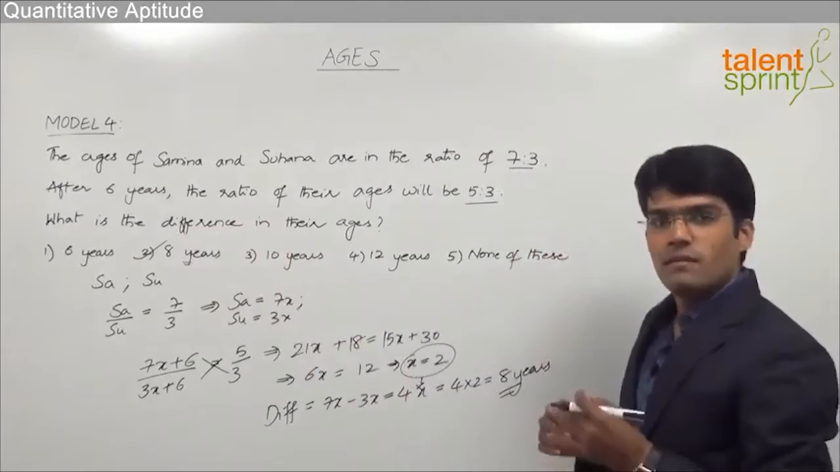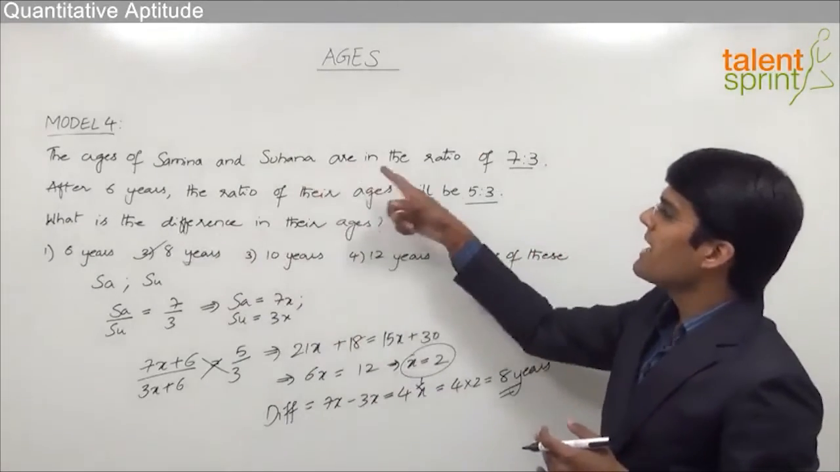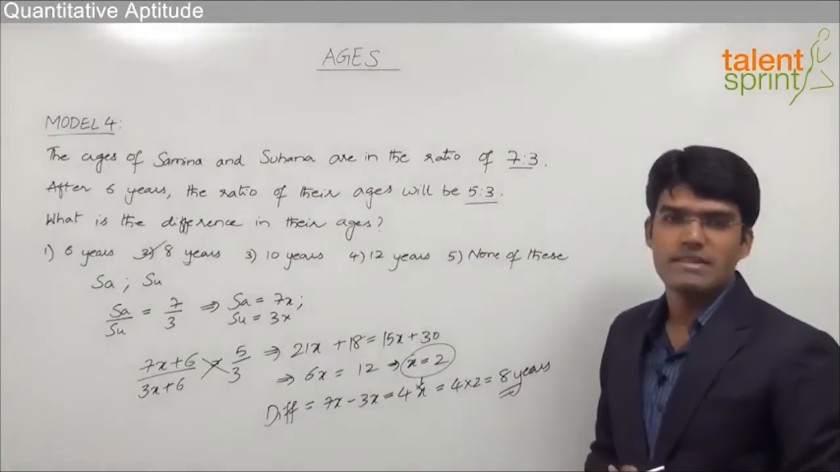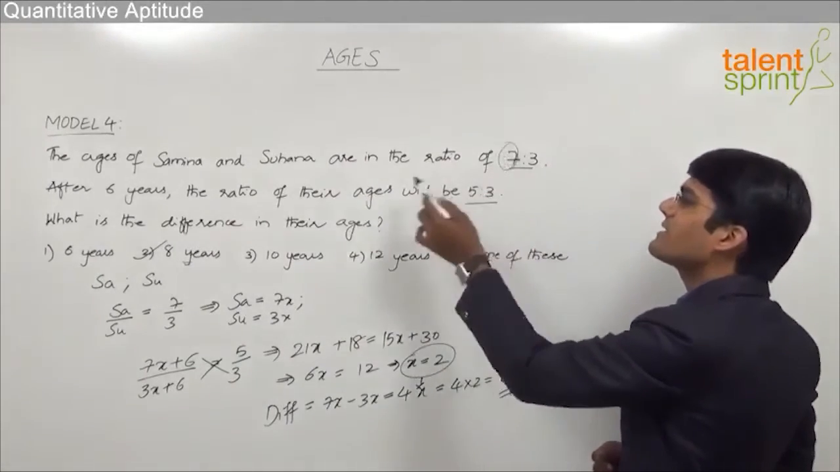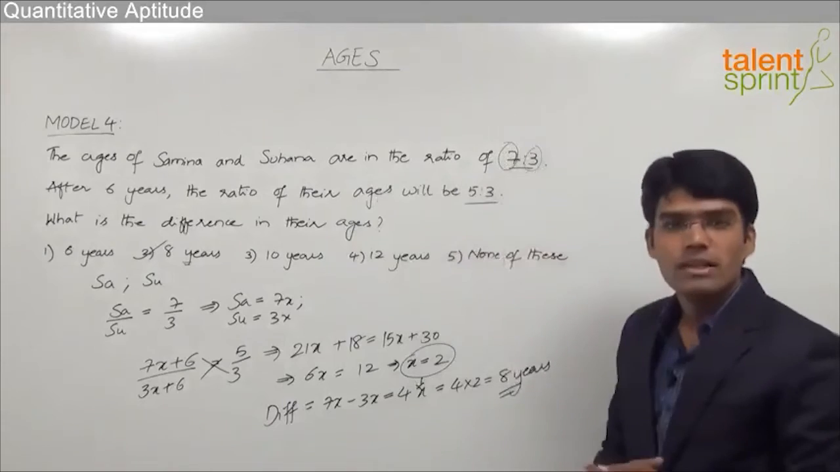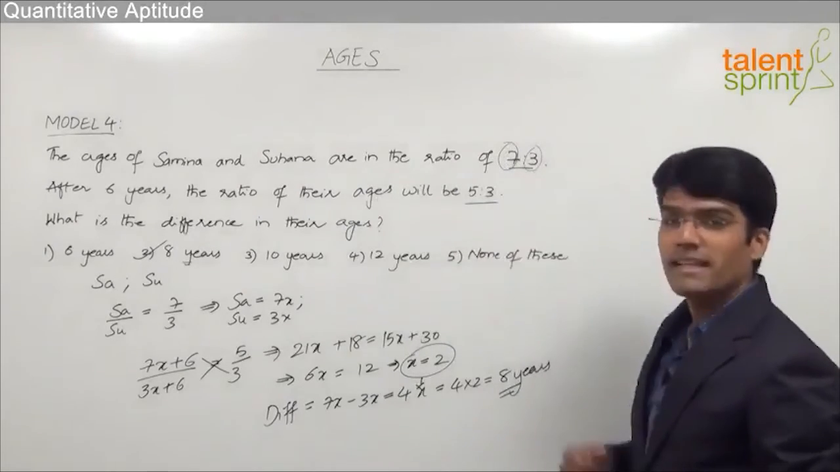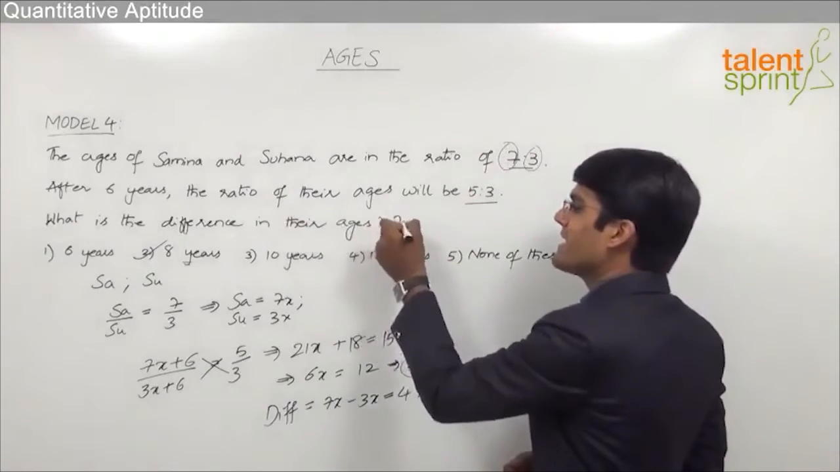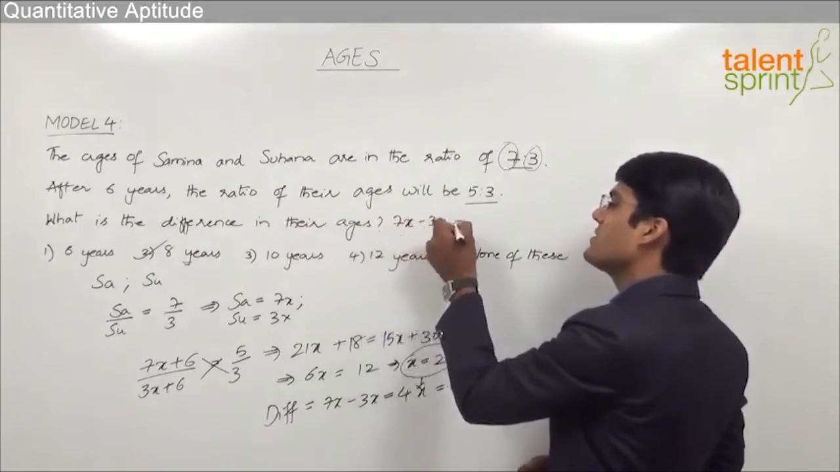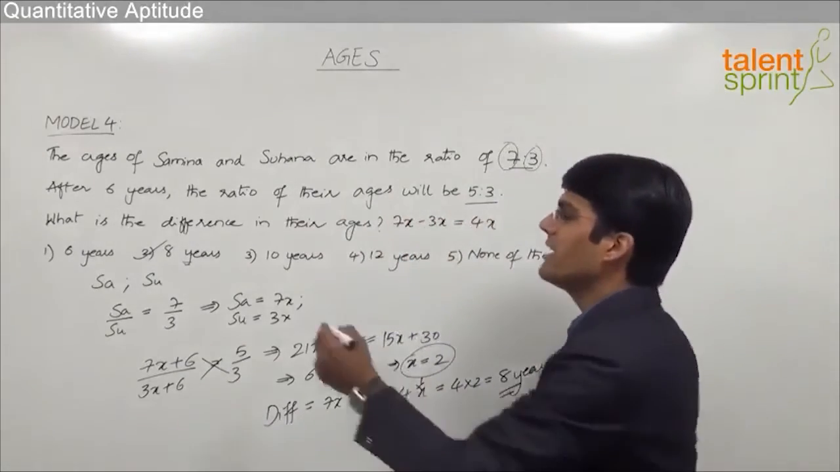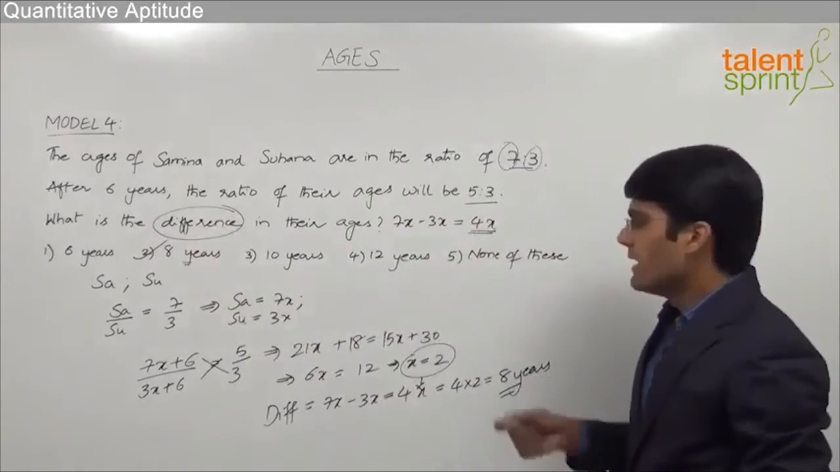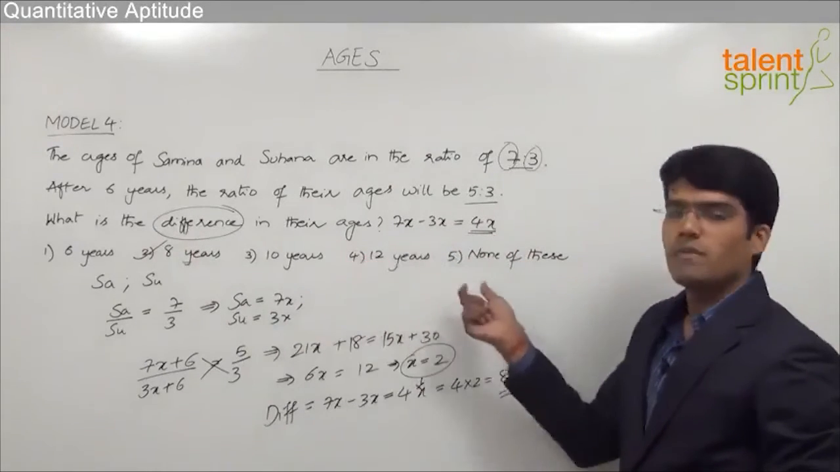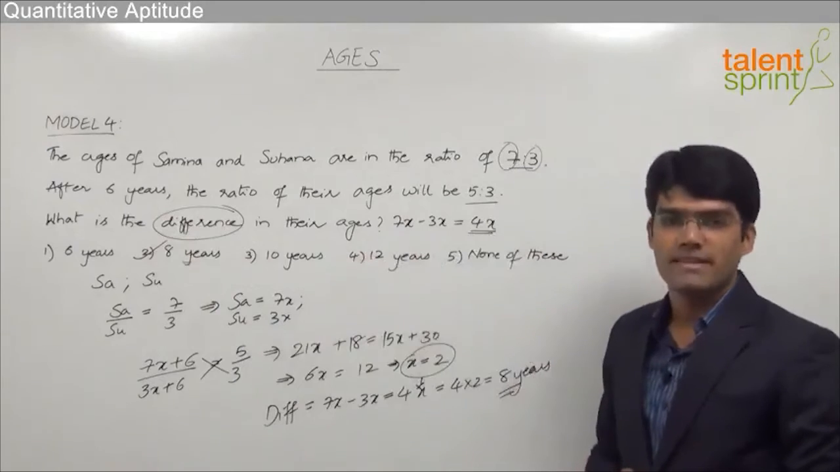ages is asked. We know that the ages of Samina and Suhana are in the ratio of 7:3. That means if Samina's age is considered as 7 parts, Suhana's age will be equal to 3 parts. And the difference of their ages can be taken as 7 parts minus 3 parts, which is equal to 4 parts. So very clearly the difference in their ages is equal to 4 parts. Let us now try to use this in the given options and find out the value of x.